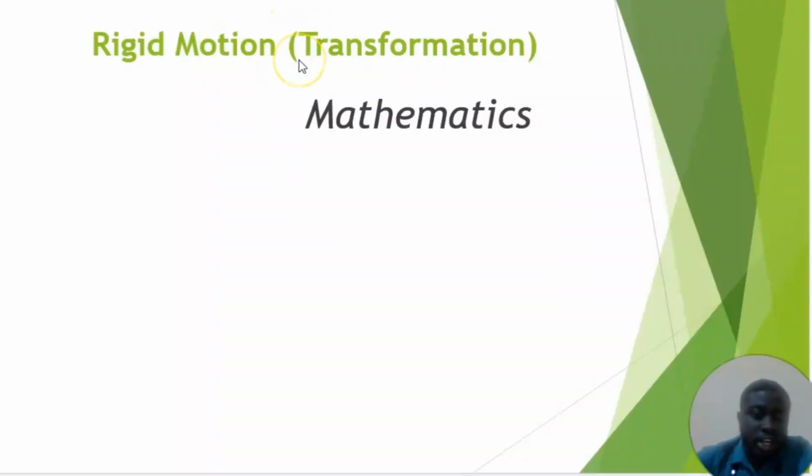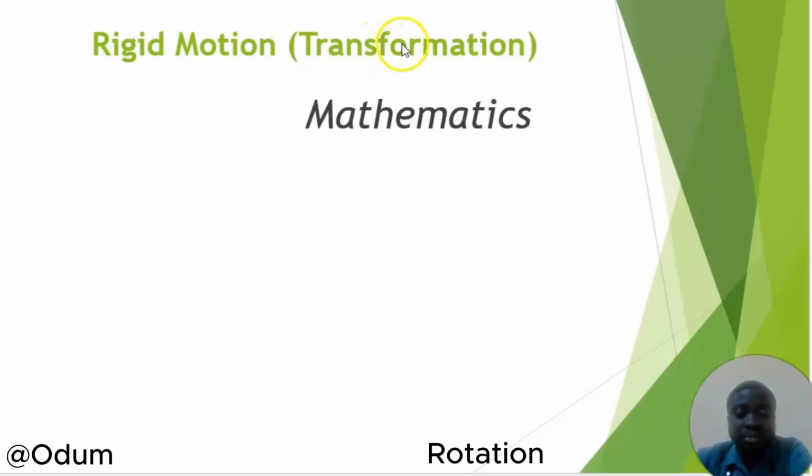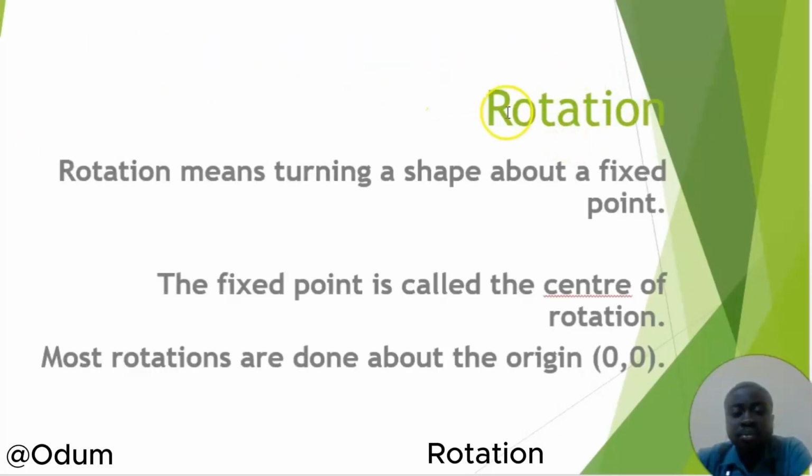Good morning and welcome. In today's tutorial, we are still on rigid motion, that is, transformation. In our previous video, we looked at reflection to be one of the transformations. Now, today we are going to look at what we call rotation. Rotation means turning a shape about a fixed point. The fixed point is called the center of rotation.